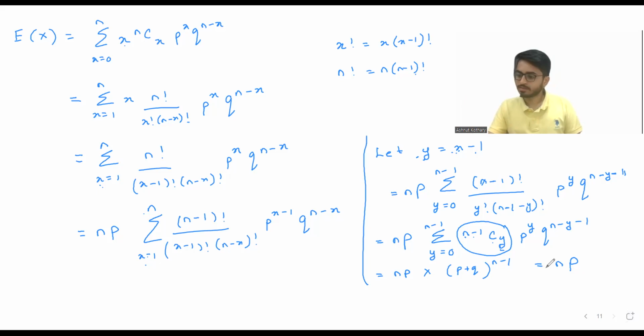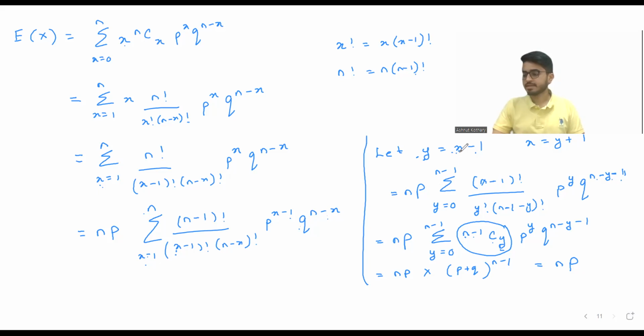Okay, you want me to repeat the step. So let y equal x minus 1. So if y is equal to x minus 1, then x is nothing but y plus 1. So everywhere I will replace x with y plus 1. So here x, I replace with y plus 1, becomes y factorial. Here if I replace x with y plus 1, I am left with n minus 1 minus y. P to the power x minus 1 becomes p to the power y. Q to the power n minus x becomes q to the power n minus y minus 1.